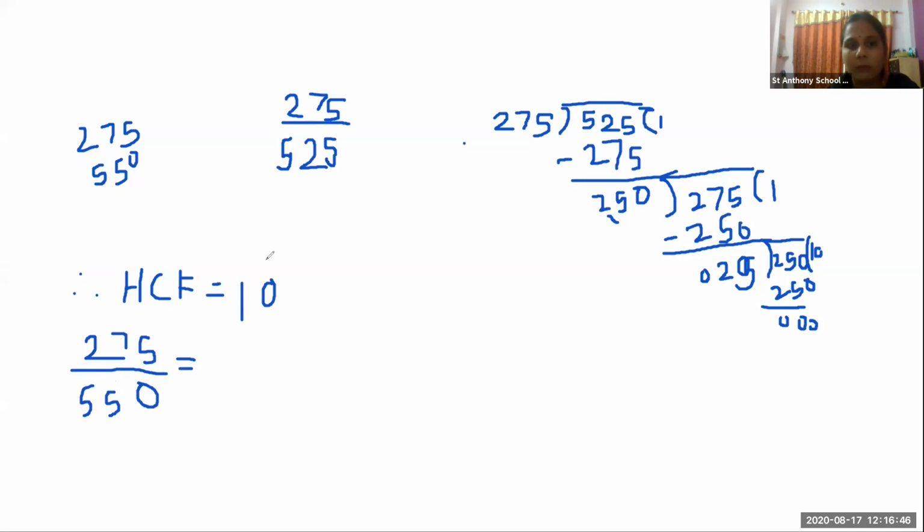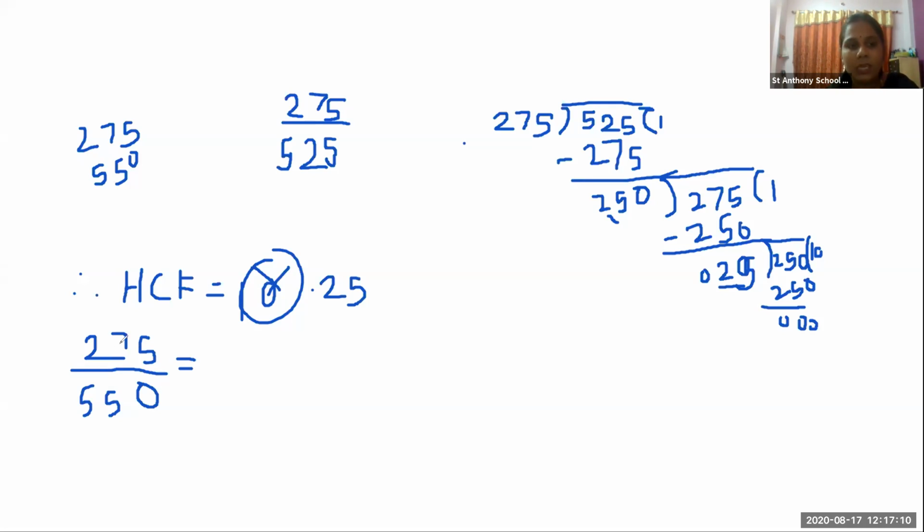Sorry, here one mistake is there. Here HCF will not be 10. Here HCF will be 25 because जो number से divide करने के बाद मुझे 0 मिला, that would be my HCF, not 10. Sorry for the mistake. Here HCF would be 25. Okay. Now how to convert the 275 by 550 into its lowest form?